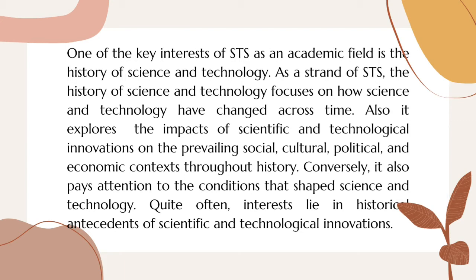As a strand of STS, the history of science and technology focuses on how science and technology have changed across time, like how current digital systems such as computers, smartphones, tablets, and laptops have evolved over time. The typewriter was replaced by digital systems such as the computer and word processing software. Telephones have evolved over time into versions that are portable, such as mobile phones, and more recently, smartphones.